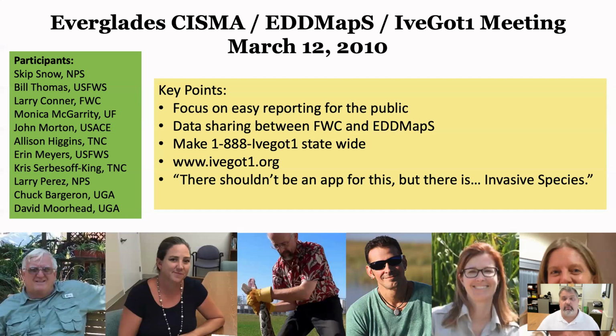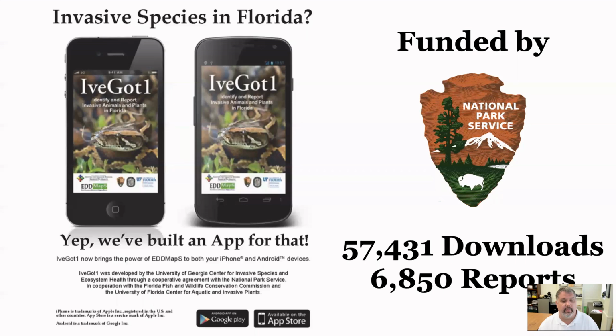We decided to register the IveGotOne.org website and make that the portal into EDDMapS for Florida, and then build a smartphone app focused on reporting invasives in Florida and making it easy to report things like pythons to the appropriate individuals. And so about a year and a half later, we launched the I've Got One app. Funding for that was provided by the National Park Service, Everglades, and Big Cypress National Parks.